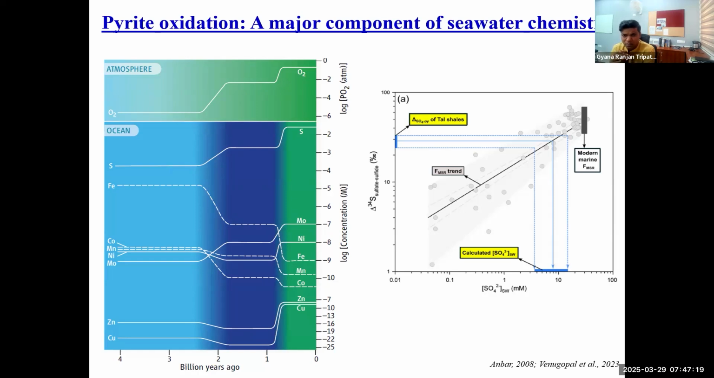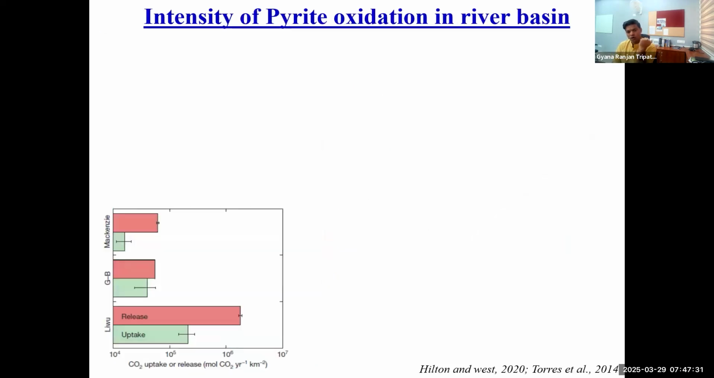It may be a trace mineral, but it has a larger role to play in terms of seawater chemistry and climate. And that's why we wanted to study more about these processes in Indian river basins. Now, there has been recent interest to study this pyrite oxidation, the rates, and to compare the potential of silicate weathering in consuming CO2 with the countervalence of pyrite oxidation and sulfide-carbonate weathering, and the CO2 released through these processes.